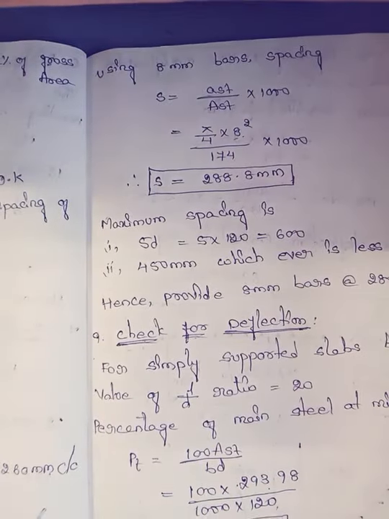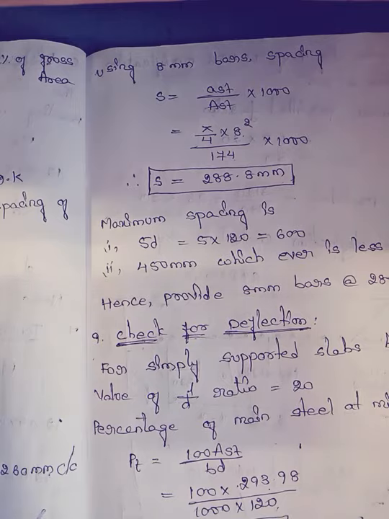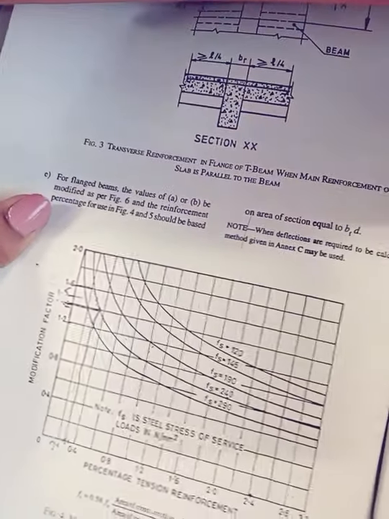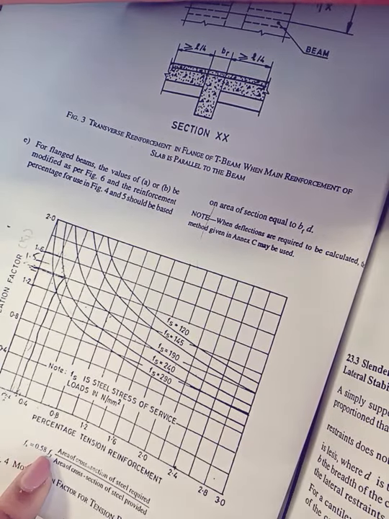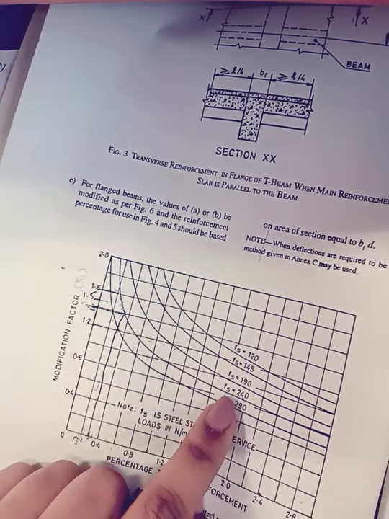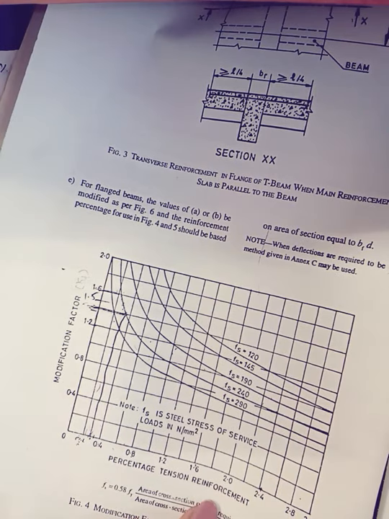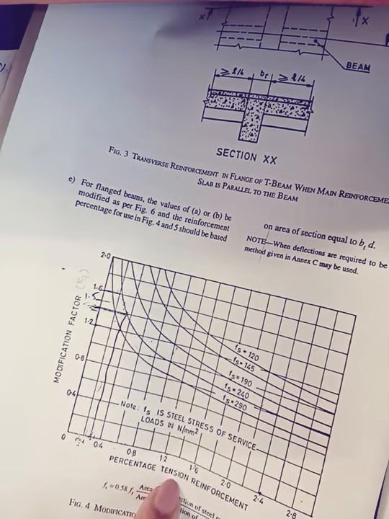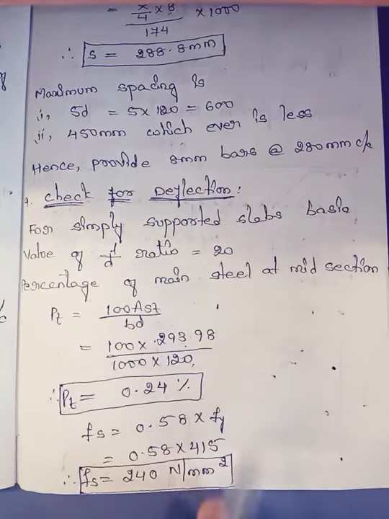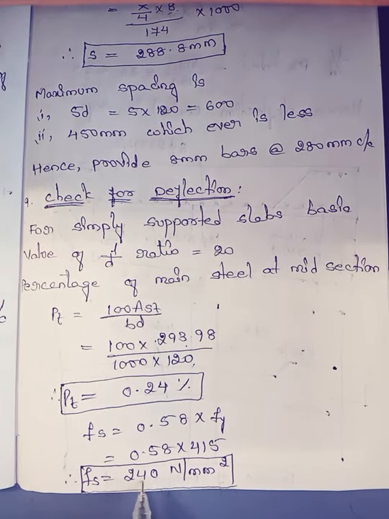To get the modification factor, we need to refer to page 38, figure 4. You can see this formula, 0.58 into fy, right? To get the modification factor, we want the fs value and the percentage tension reinforcement. We have already calculated the percentage tension reinforcement, so we'll calculate fs. Fs is equal to 0.58 into 415. So we have got 240 Newton per mm square.